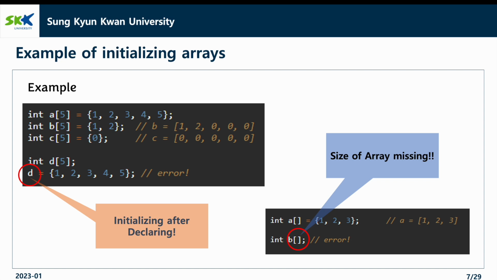The array A in the lower right is an example of omitting the length of the array and declaring and initializing the array. However, array B fails because it omits the length of the array without an initialization list. Let's all pay attention to the declaration and initialization of the array.